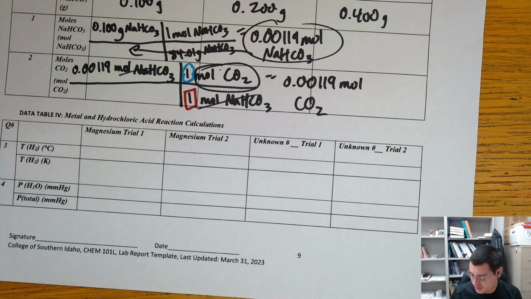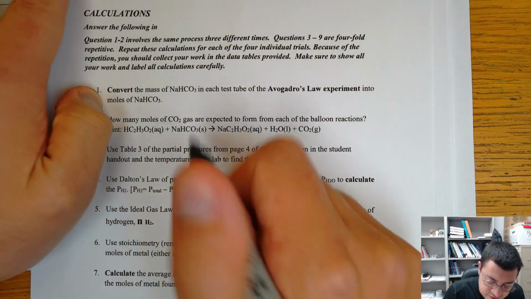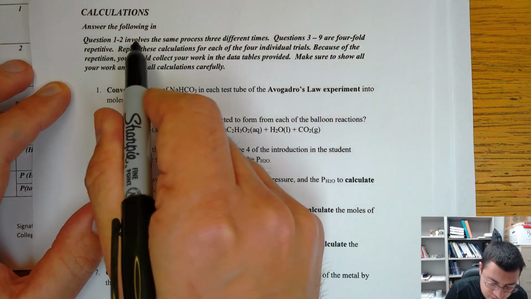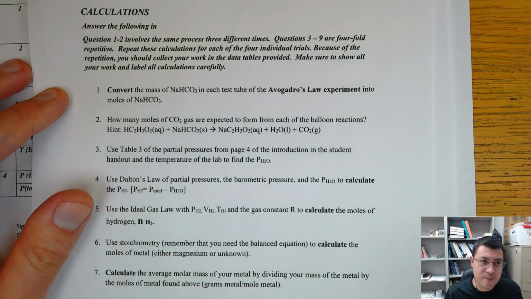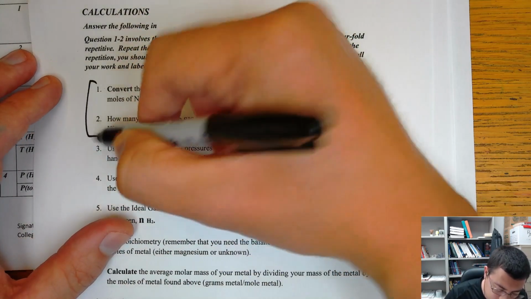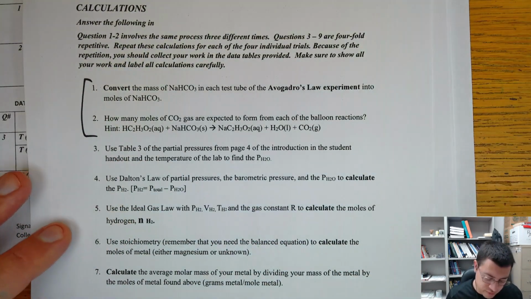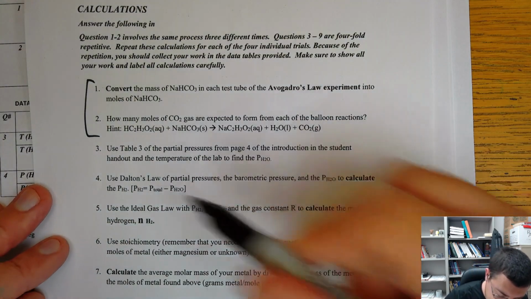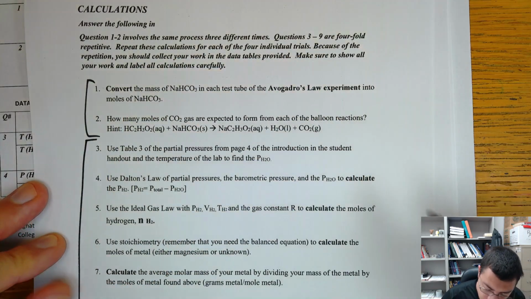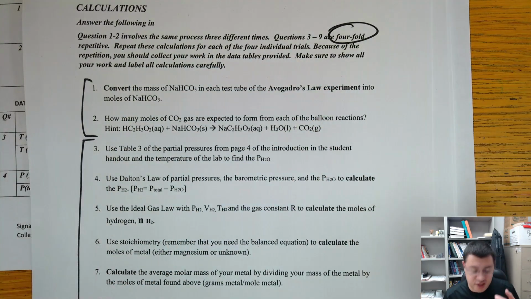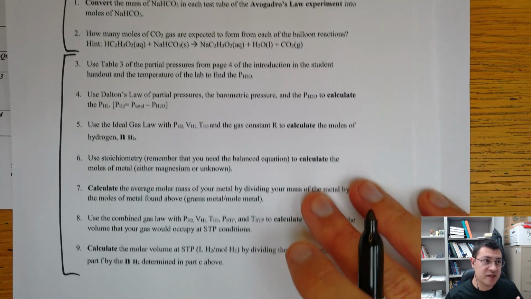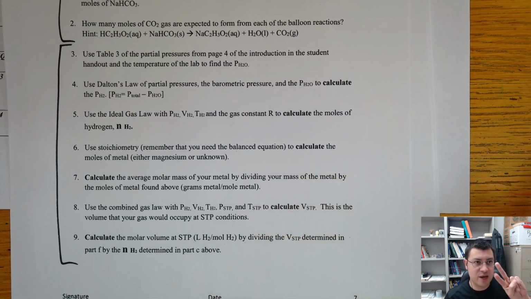So let's see. They gave instructions in your packet, right? Questions 1 and 2 involve the same process 3 different times, for your 3 different sodium bicarbonate balloons. So you did that for your 0.1, your 0.2, and your 0.4. And now 3 through 9, they say fourfold because you had 4 different experiments: the 2 known metals, the magnesium, and then the 2 unknown metals.